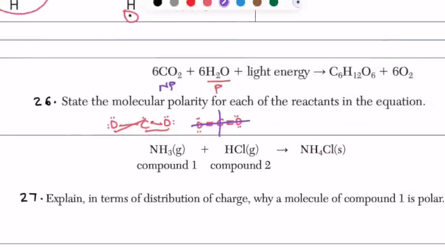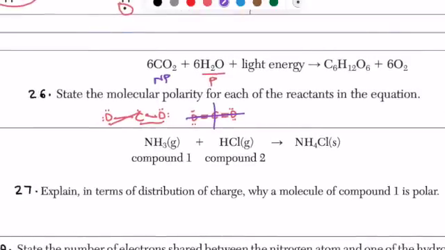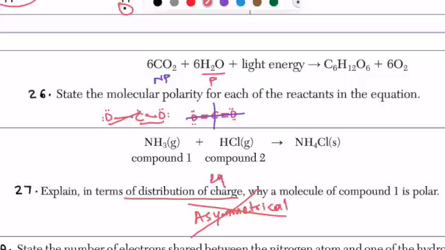Explain in terms of distribution of charge why a molecule of compound 1 is polar. So if it's polar, that means this should be asymmetrical. However, please do not say that this is asymmetrical, because the question is saying to explain in terms of distribution of charge. So if you write asymmetrical, your answer will be incorrect. You should say that the charges are distributed unequally, or there's an unequal distribution of charge.